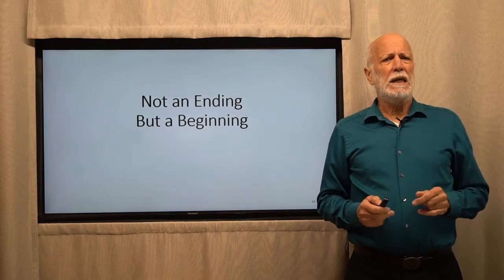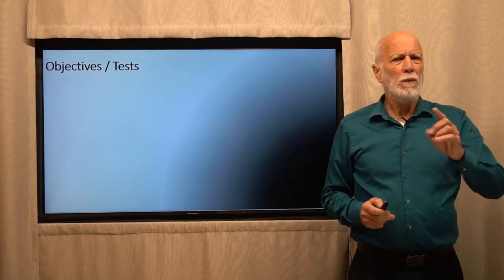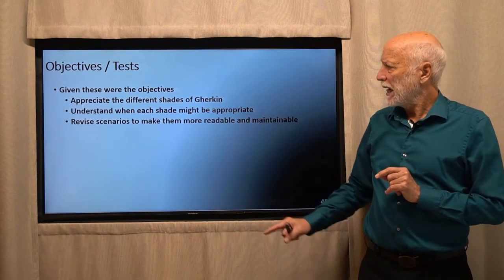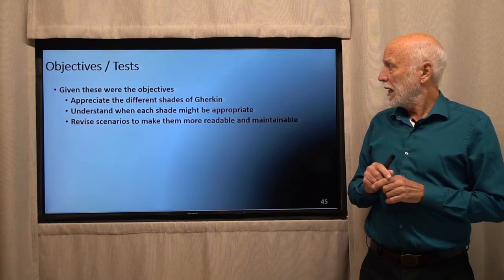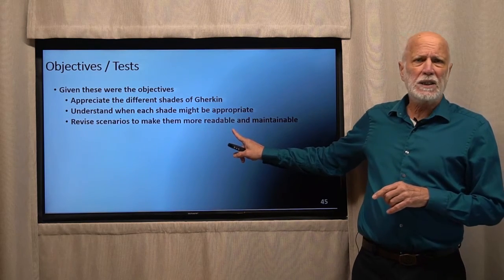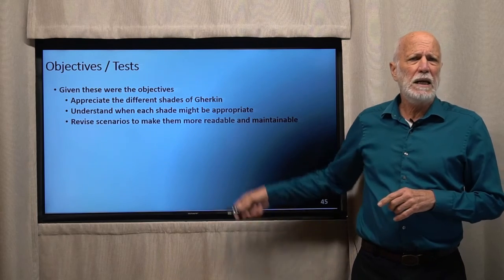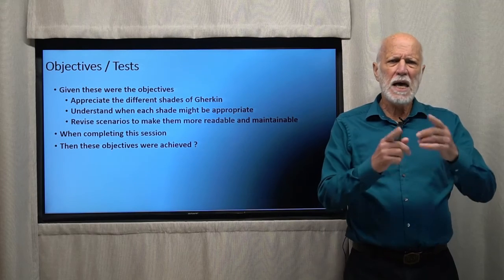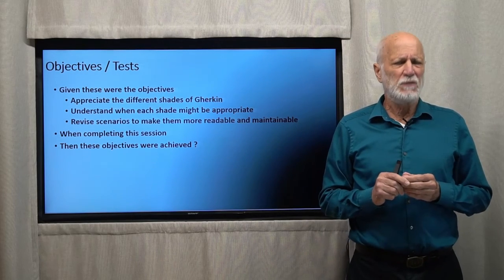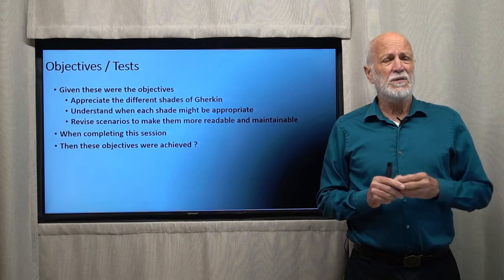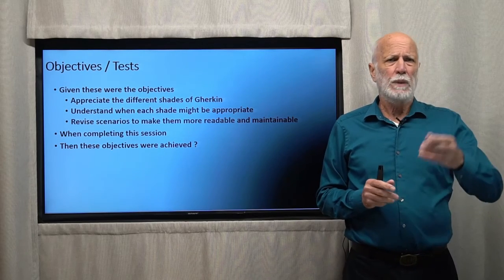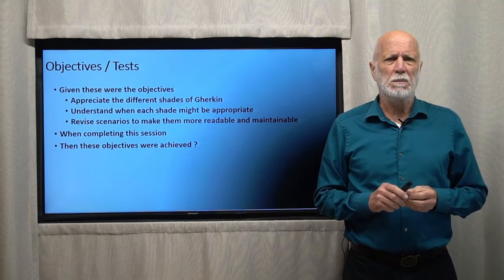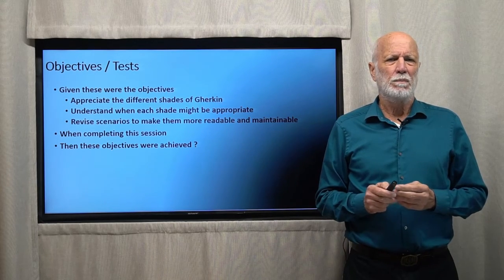So this is not an ending, but a beginning. What were our objectives? Well, these were the objectives: appreciate the different shades of Gherkin, understand which shade might be appropriate, and revise scenarios to make them more readable and maintainable. When we've now completed this session, were these objectives achieved? If not, write me an email and maybe we'll change this around and add your customer test for this session.